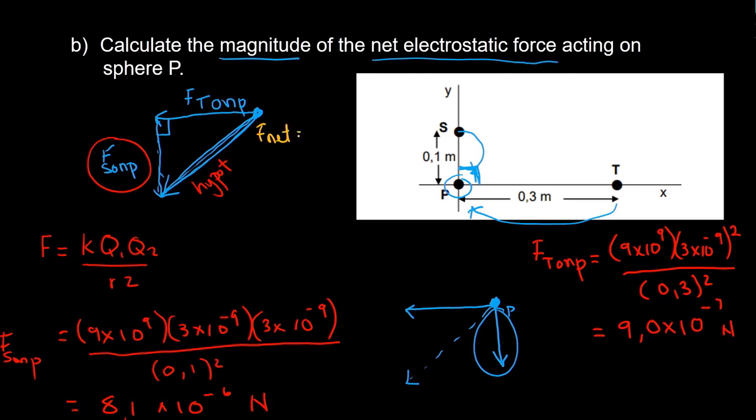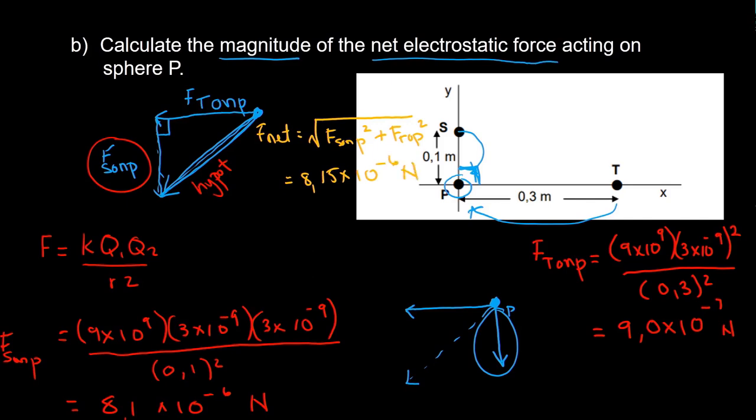And so that is going to equal the square root of S on P squared plus T on P squared. If we put our answers in there, we substitute in 8,1 times 10 to the minus 6 and square it, and 9,0 times 10 to the minus 7 and square it, and then we find the square root of them. Once we've added them, we get an answer of 8,15 times 10 to the minus 6 newtons.